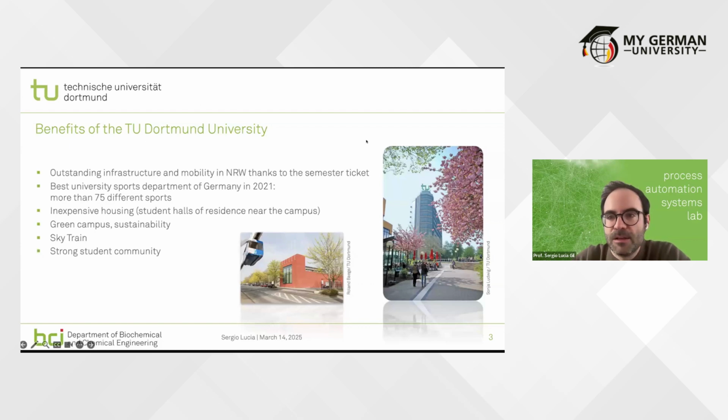There are a couple of special things about TU Dortmund University. So, for example, in many universities in Germany and also in this one, when you register, you get a mobility ticket where you can basically move around the whole state of North Rhine-Westphalia, which includes also many other cities like Düsseldorf or Cologne, for free. It has a very large university sports building with a lot of different sports. It has inexpensive housing, especially compared to many other places in Germany. It is a very green campus.